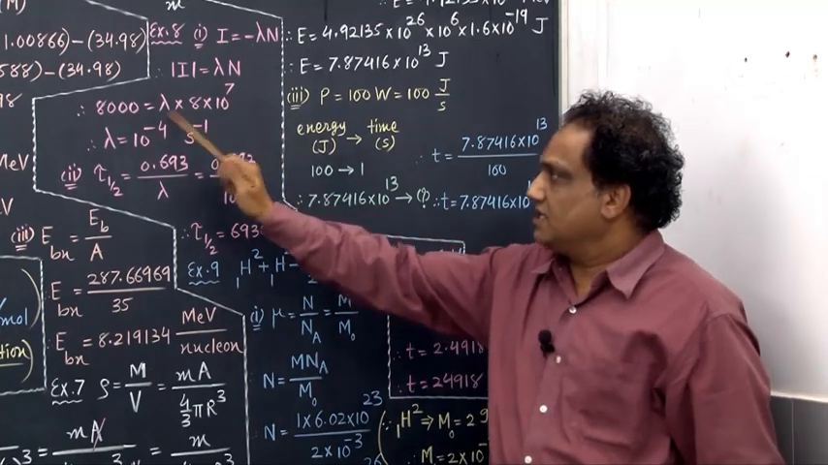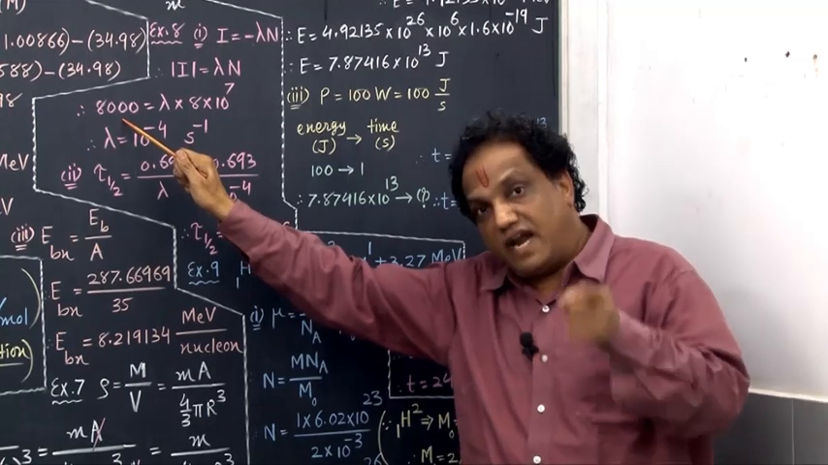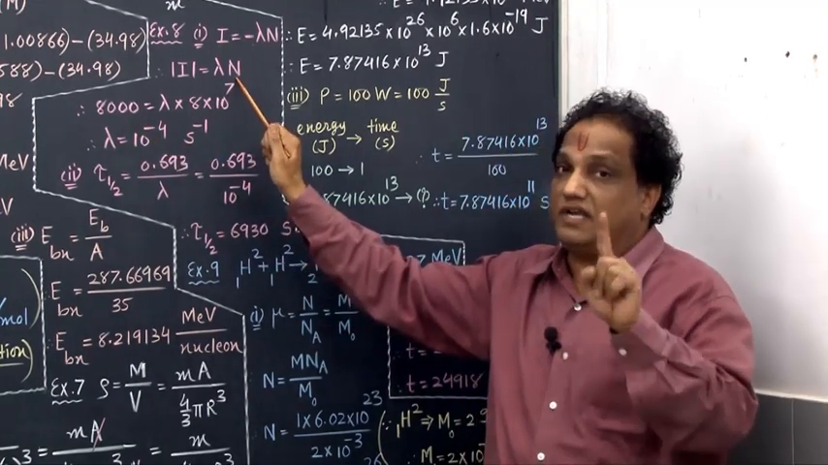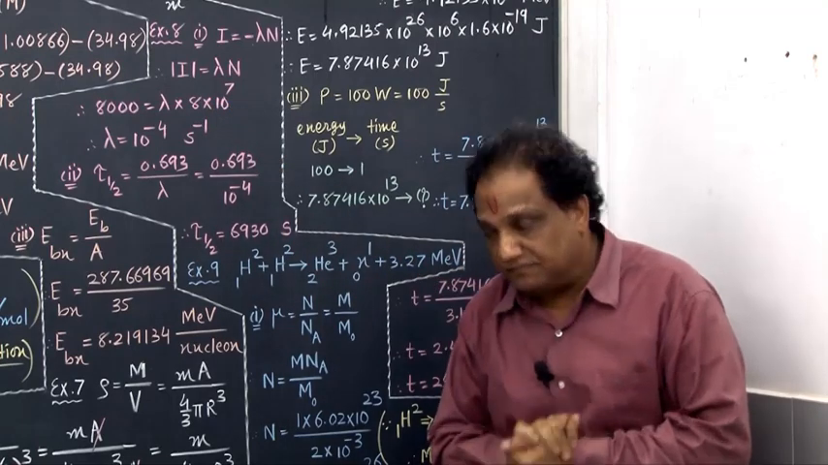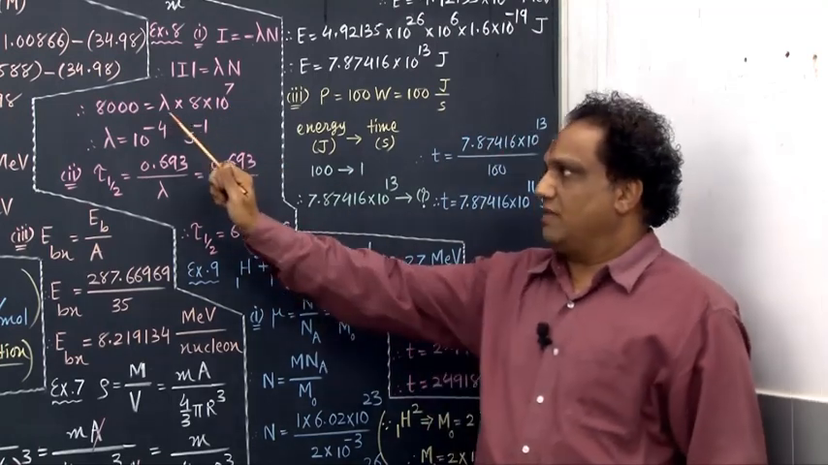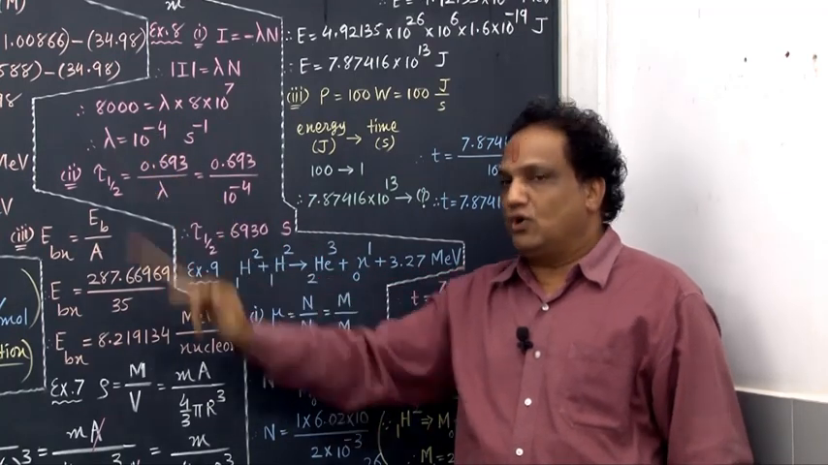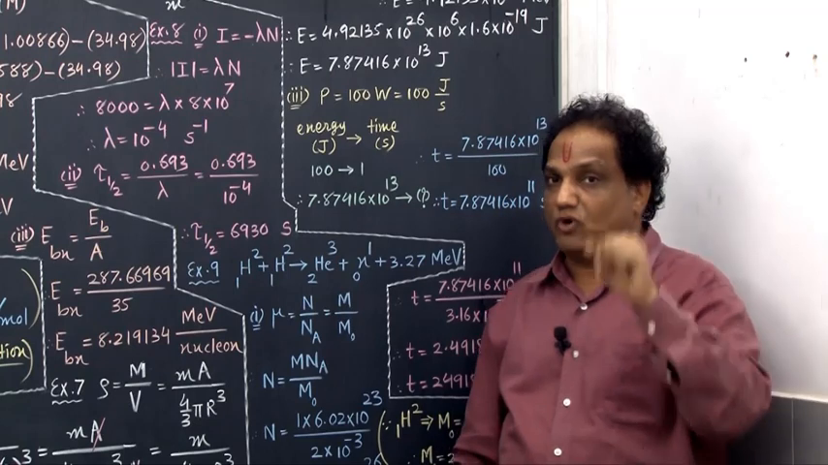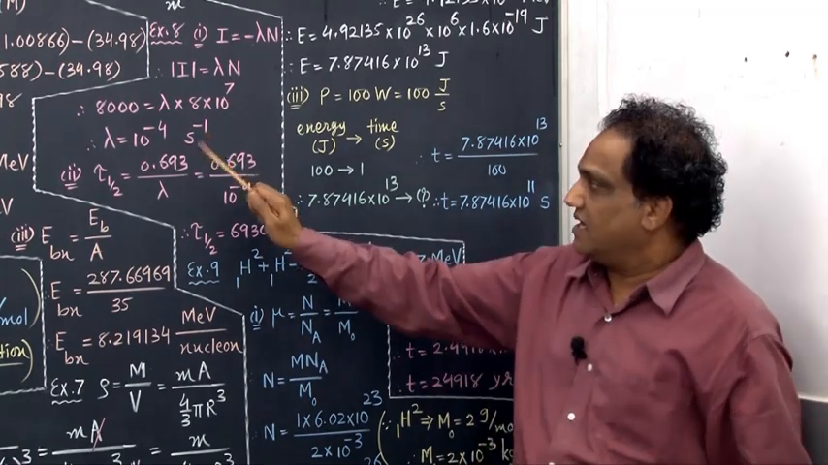Come on, lambda as it is. And when the rate of disintegration is this many disintegrations per second, at that time the number of undisintegrated atoms were 8 into 10 raised to 7. Find out now lambda. From here you will get it 10 raised to minus 4. I already told you, unit of lambda is unit of reciprocal of time. Right now you are taking time in second, so 1 upon second, that is second inverse.